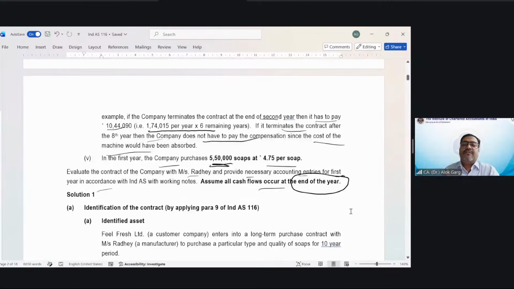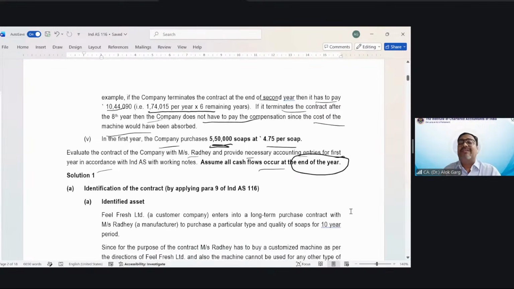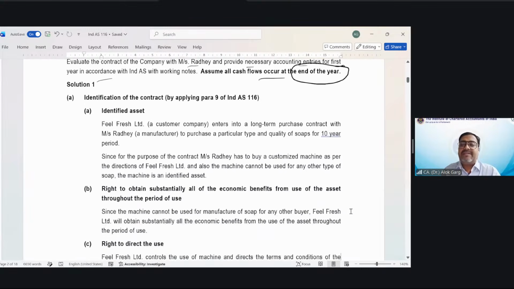So friends, first of all, the standard says that you need to evaluate this contract. Is it a purchase sale contract or is it a lease contract along with the purchase contract? So it's a lease contract. Why? Identified asset is there. What is an identified asset? This company entered into a long-term purchase contract with the lessor to purchase a particular type and quality of shops for a 10-year period. And this machine is an identified asset.